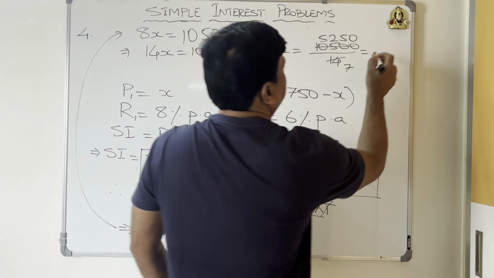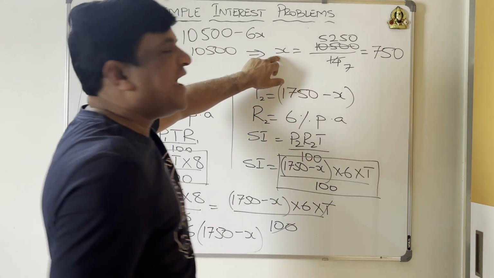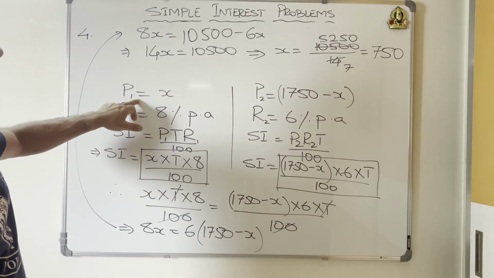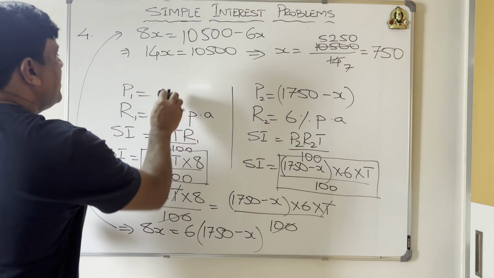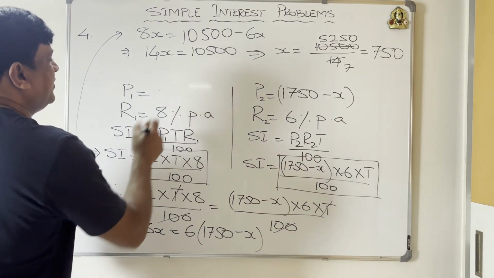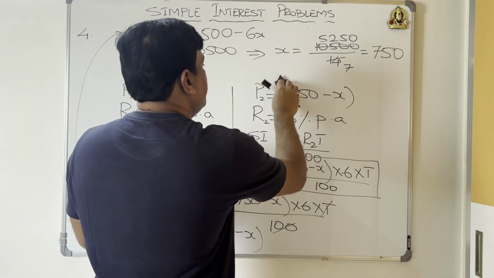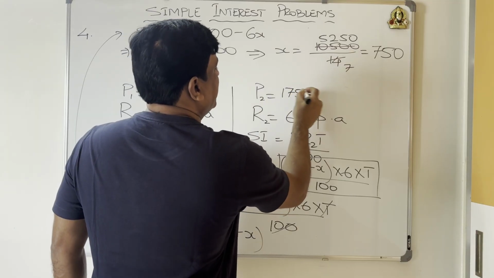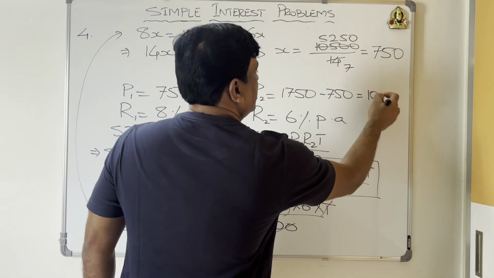So yes, it is divisible. It comes out to be 750. So what was X that we started with? X is the principal, part 1. So now I'll use the same X over here. The first part is 750 and the second part becomes what? The second part will be 1750 minus 750, which is 1000.